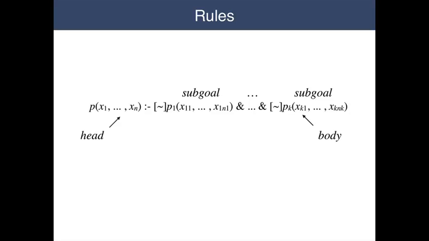Finally, we get to rules. A rule is an expression consisting of a distinguished atom called the head and a conjunction of 0 or more literals called the body, separated by the colon-minus operator. The literals in the body are called subgoals. The intended meaning is that an instance of the head is true whenever corresponding instances of all of the positive subgoals are true and all of the negative subgoals are false.